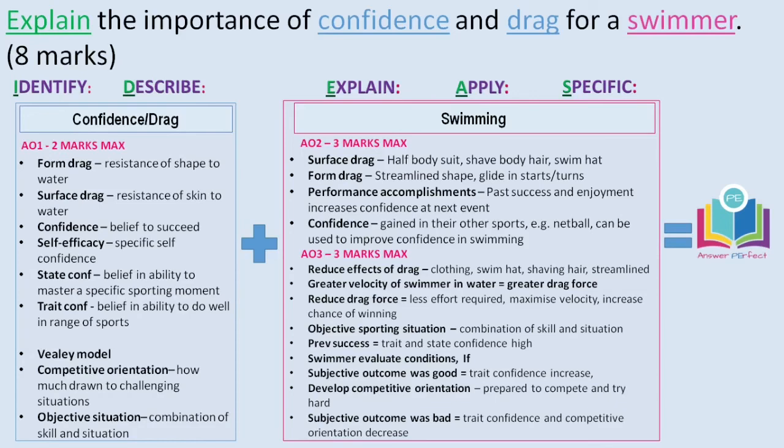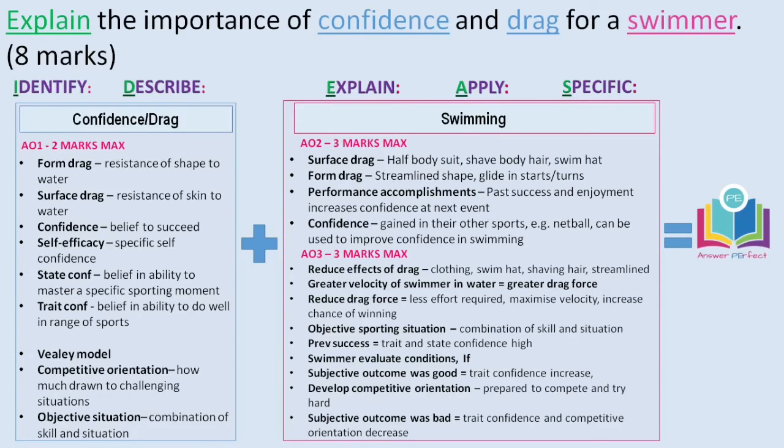The swimmer would then evaluate conditions, and if their subjective outcome was good, their trait confidence would increase, and the swimmer would develop a competitive orientation, meaning they would be prepared to compete and try harder, okay, which is going to increase their confidence and more likely to be successful in this specific race. If their subjective outcome was bad, their trait confidence would decrease and their competitive orientation would decrease. Okay. Now, that is enough there really for your 3 marks. Okay. You need to make sure that you've said how and why, which we have done.